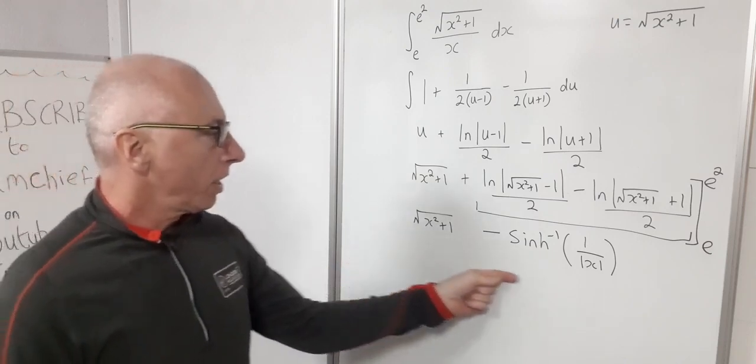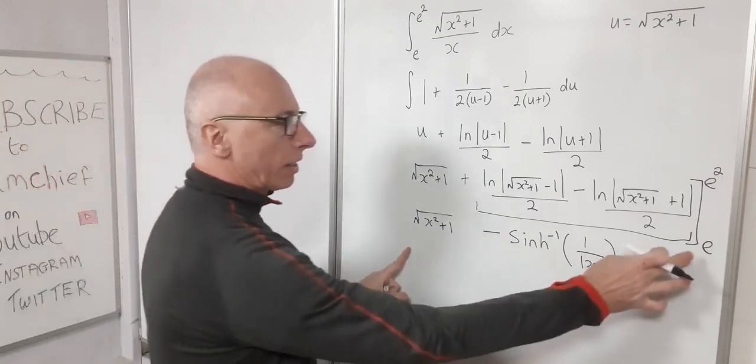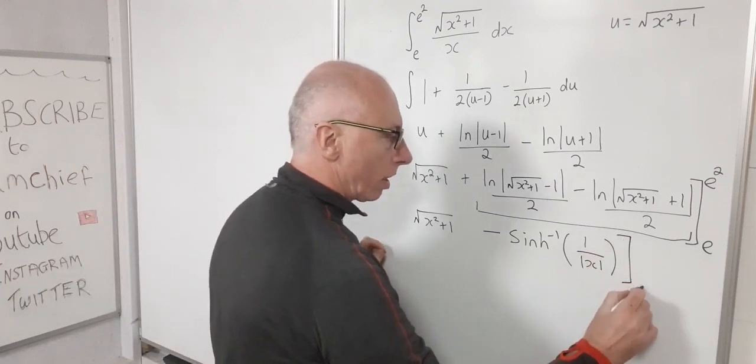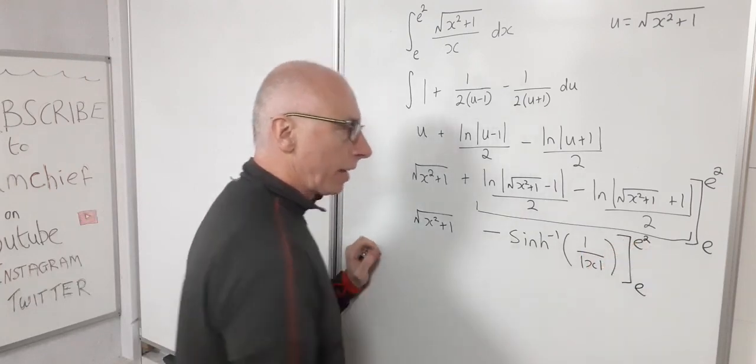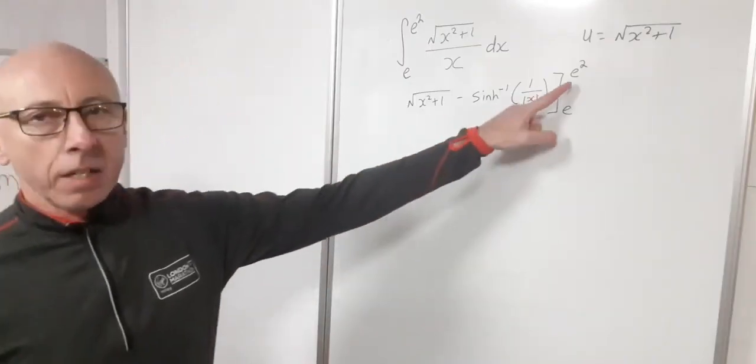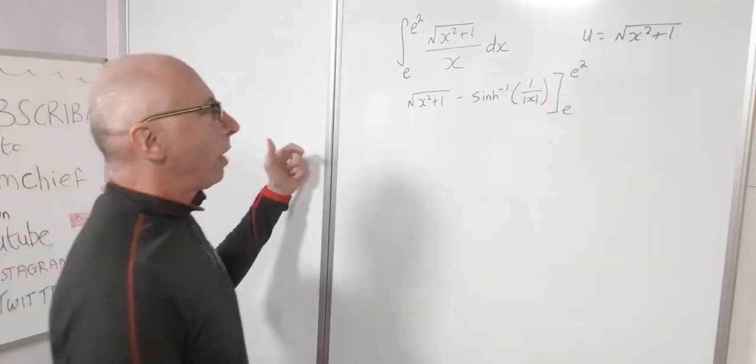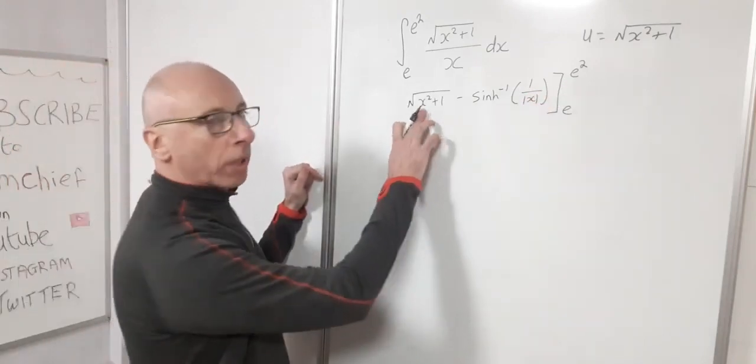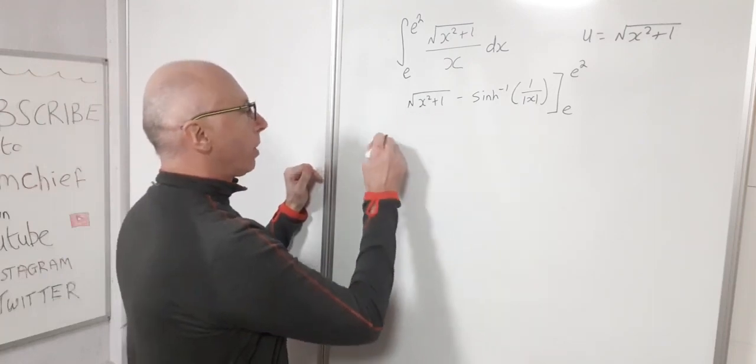Okay, so now back to the integration. So this is still calculated over these parameters. So e to e squared. Okay, right. Let's plug in e squared first for my result. So wherever I see an x, I plug in e squared. So let's go with this one first.